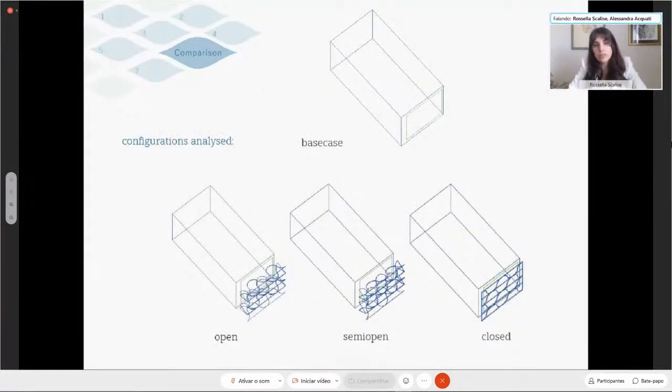This slide instead is useful for the comprehension of the 4 different configurations analyzed. In fact, we did the analysis on the base case without the wave facade, and then on the open, semi-open, and closed configuration of the wave facade.